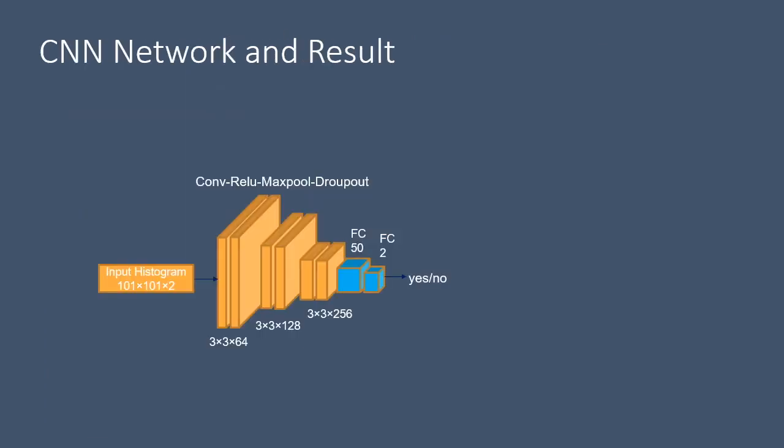The input goes through convolutional filters that each is followed by ReLU, MaxPool, and dropout layers. And at the end, we have two fully connected layers, which the last one is our classifier that tells us if an image is authentic or not.